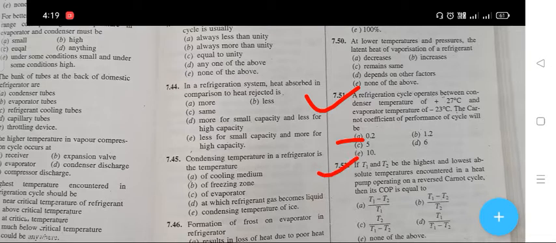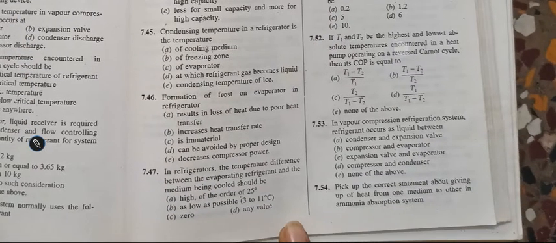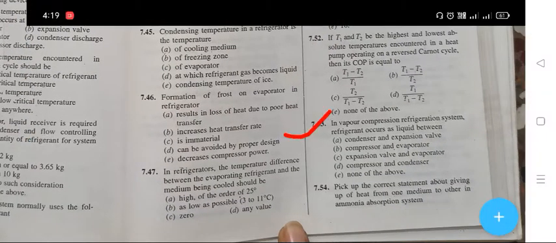Next question, if T1 and T2 be the highest and the lowest absolute temperature encountered in a heat pump operating on a reverse Carnot cycle, then its COP is equal to. The right answer is D, that is T1 upon T1 minus T2. The next question is, in a vapor compression refrigeration system, refrigerant occurs as liquid between. The right answer is C, that is your expansion valve and evaporator.